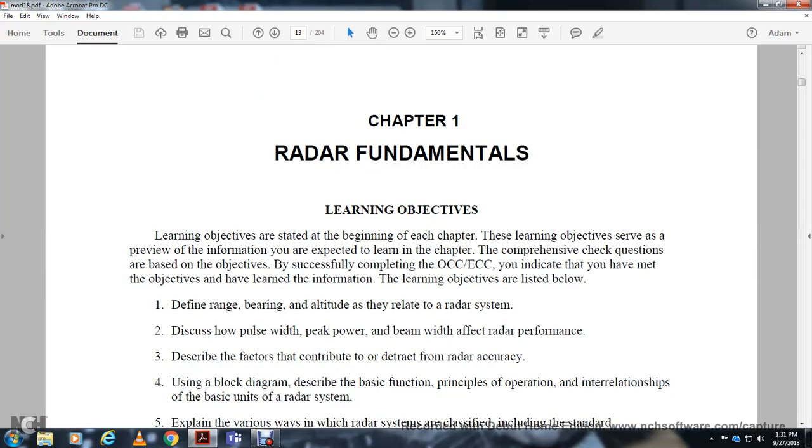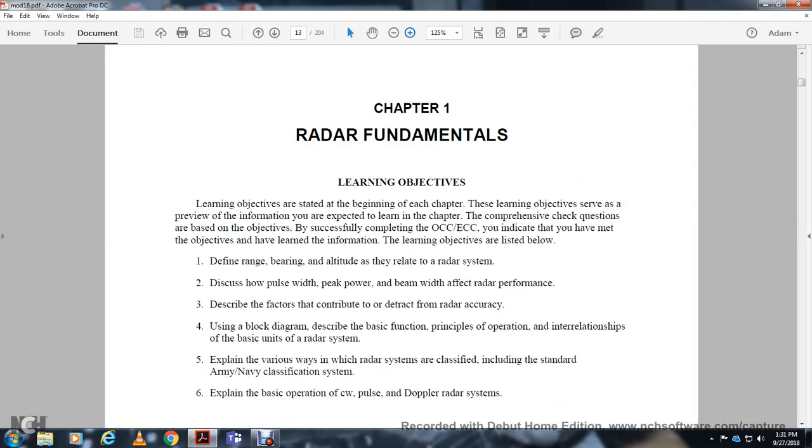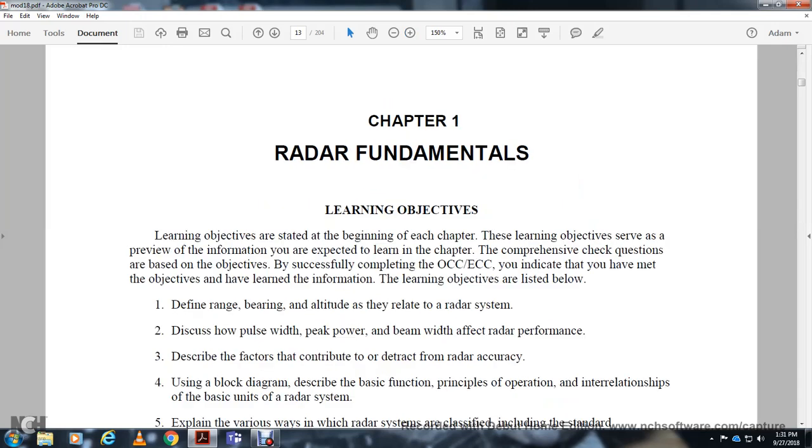Chapter 1, Radar Fundamentals, learning objectives. Learning objectives are stated at the beginning of each chapter. They serve as a preview of the information you are expected to learn in the chapter. The comprehensive check questions are based on the objectives. By successfully completing the check questions, you indicate that you have met the objectives and learned the information.